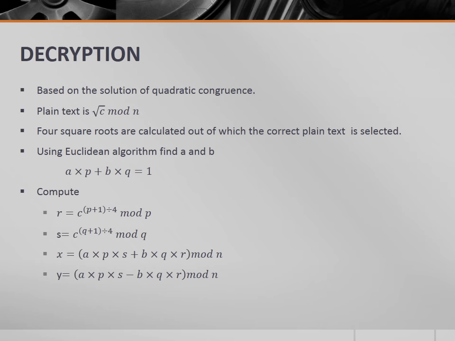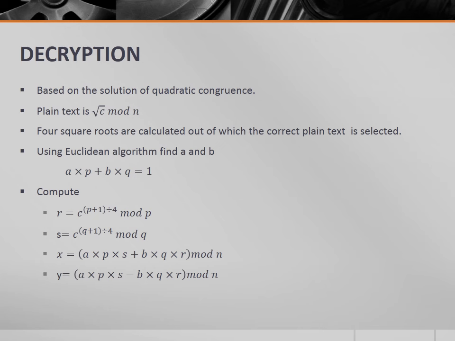Now, because the received ciphertext is the square of the plain text, it is guaranteed that C has roots, or quadratic residues, in Zn star. There is a disadvantage here that we get 4 square roots, out of which only one will be our plain text. Chinese remainder algorithm is used to find the 4 square roots.